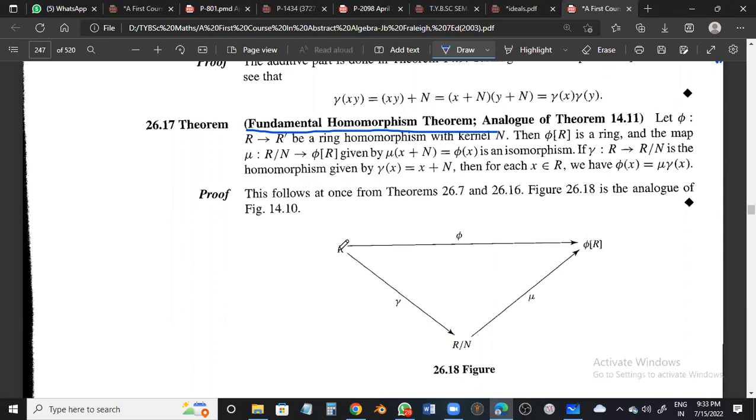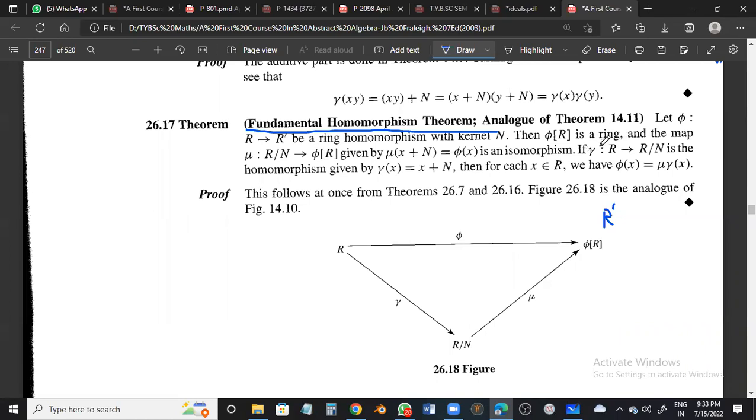So R to R dash is a ring homomorphism. Now the R dash actually is a codomain. So the image set will be something else. So phi of R is contained in R dash, as you know. So phi of R is a ring, and the map mu from R by N to phi of R, this already you have defined. How have you defined this mu? Mu of a coset is just the image under phi of that particular X. Already we have done this. So this is an isomorphism.